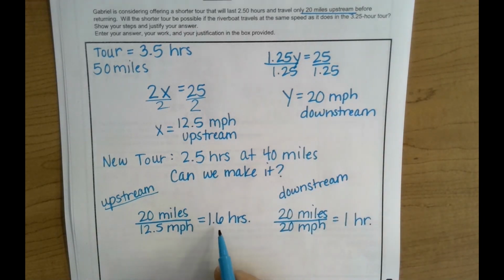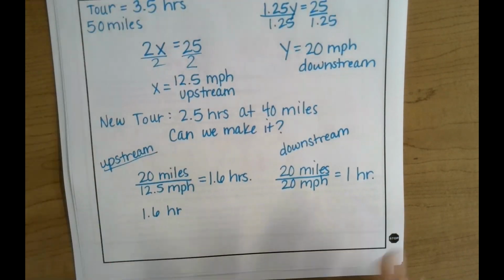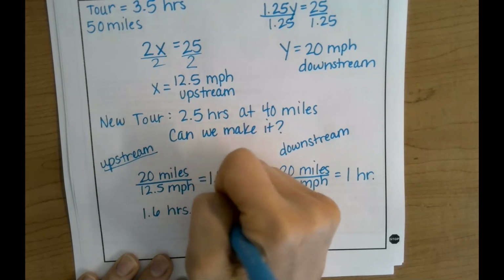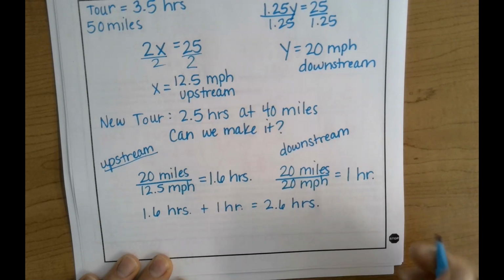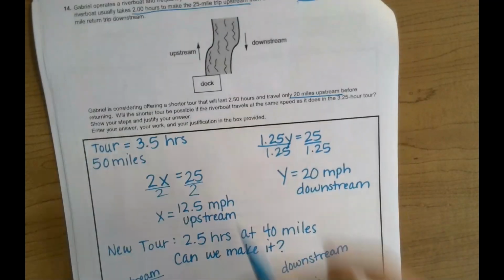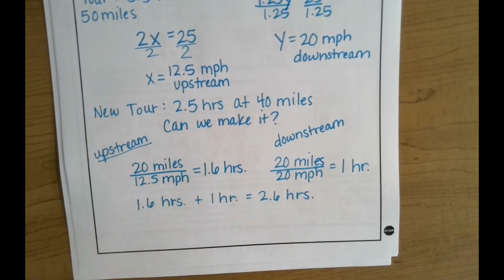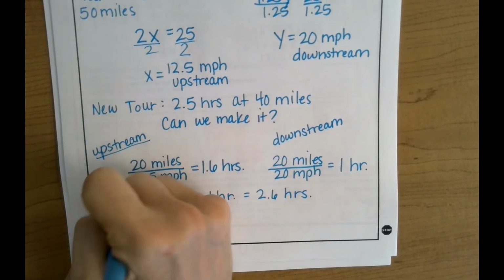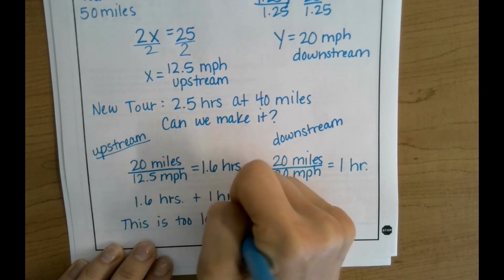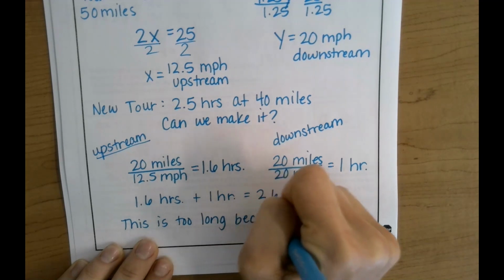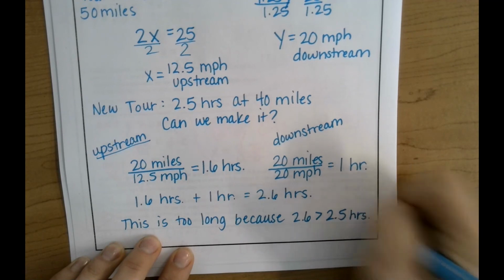Then we need to add our total time, 1.6 hours plus 1 hour equals a total of 2.6 hours. Now, up above here, it's saying that he wants the tour to last 2.5 hours. We cannot make it. This is longer. So this is too long because 2.6 is greater than 2.5 hours.